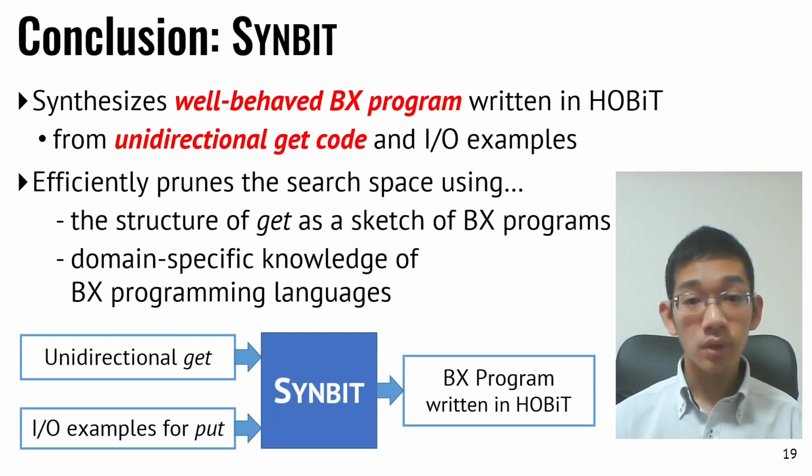Finally, conclusion. We propose Synbit, which synthesizes well-behaved BX programs written in HOBiT from unidirectional get code and I/O examples. Synbit efficiently prunes the search space using the structure of get as a sketch of BX programs, and using domain-specific knowledge of BX programming languages.